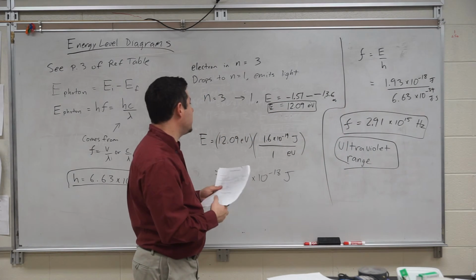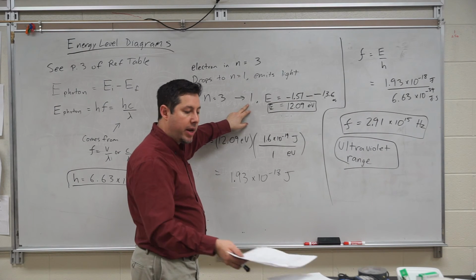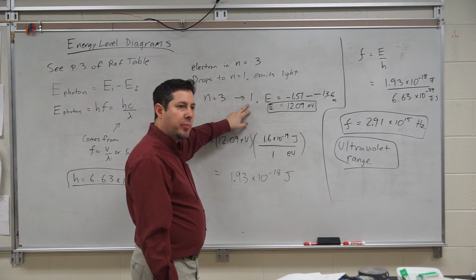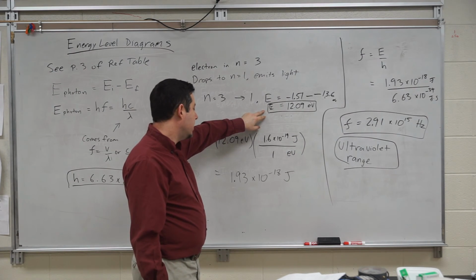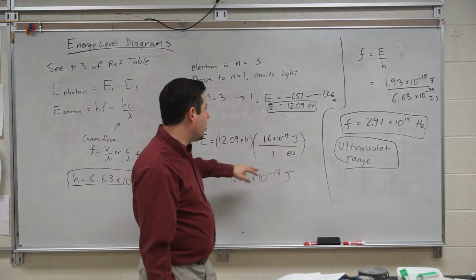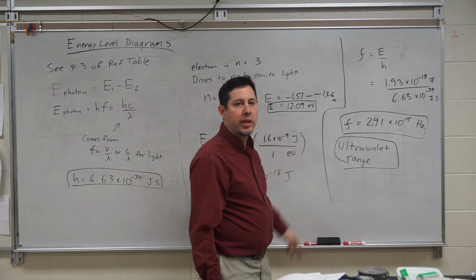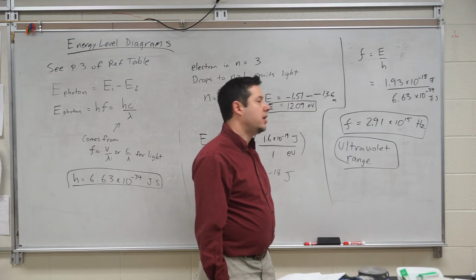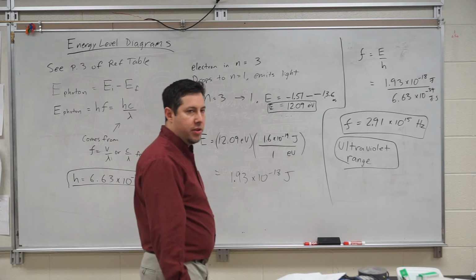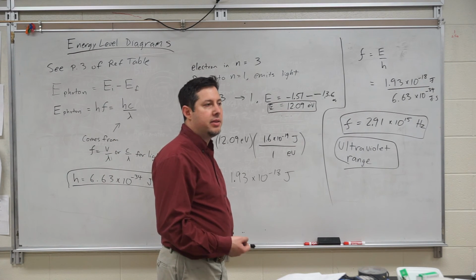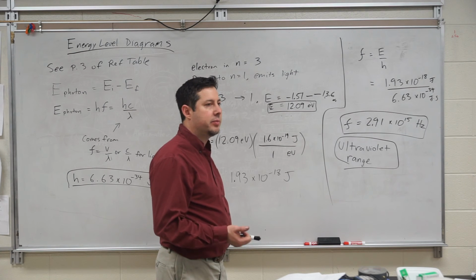But remember, this was the n equals 3 to n equals 1 range. That's a pretty big jump. If you go from n equals 3 to n equals 2, it's a lot less energy, and therefore it's going to be a lower frequency and probably in the visible range someplace. And n equals 2 to n equals 1 was also smaller. So they're going to emit sometimes in visible light, and sometimes they're going to emit in non-visible light.